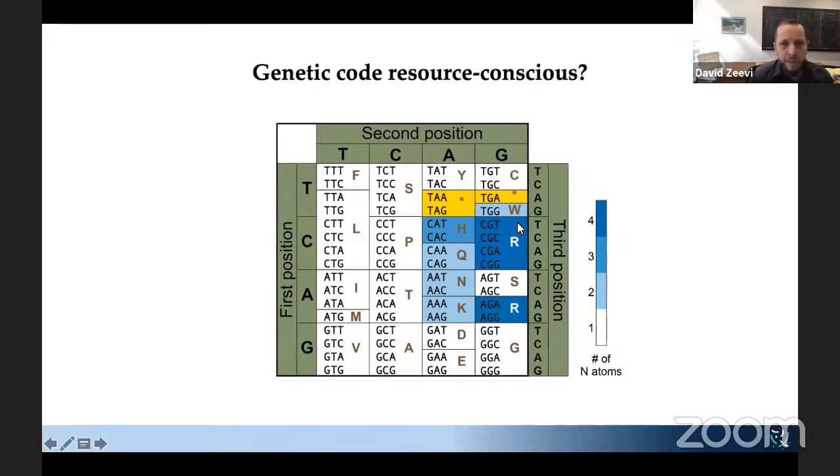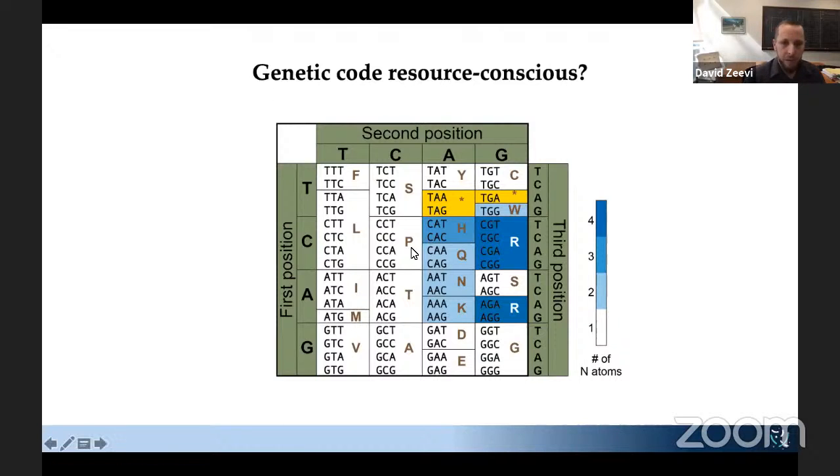Many studies have been made on the optimality of the genetic code and found that the code is structured to minimize errors, most prominently errors that change hydrophobic amino acids to hydrophilic amino acids and vice versa. But what we asked is, does it also minimize adding nitrogen and carbon given a random mutation?